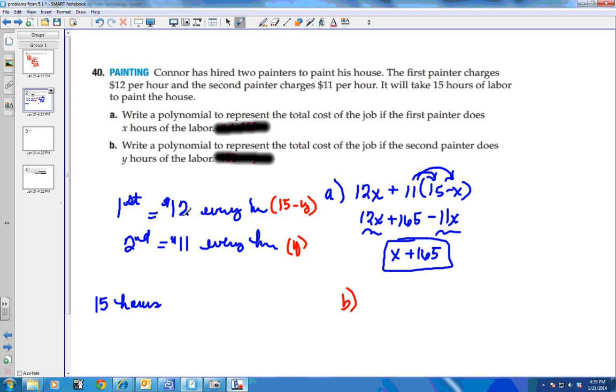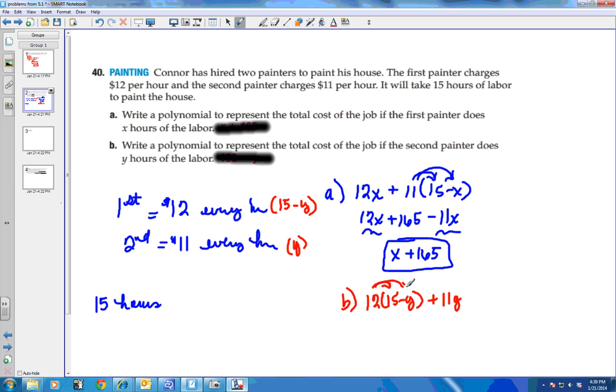Okay, so let's do our first painter. It's $12 for every hour. His hours are 15 minus Y. Plus our second painter, which charges $11 times his amount of hours, which is Y.